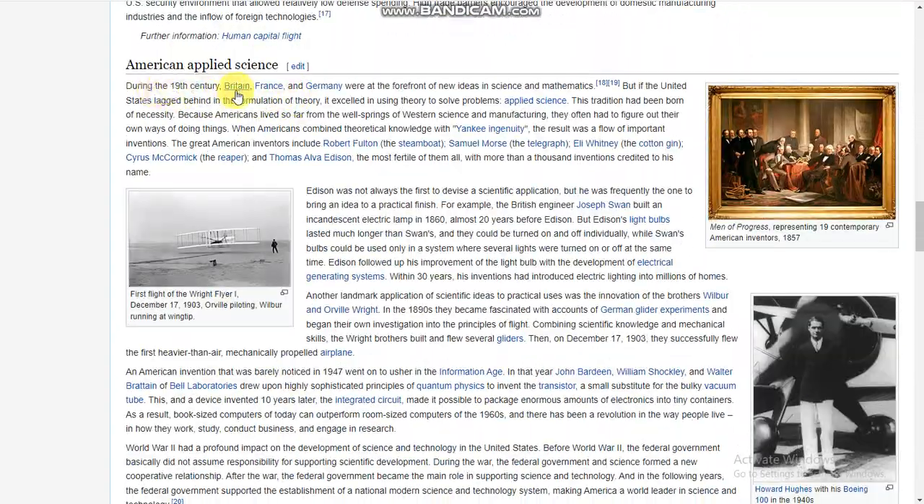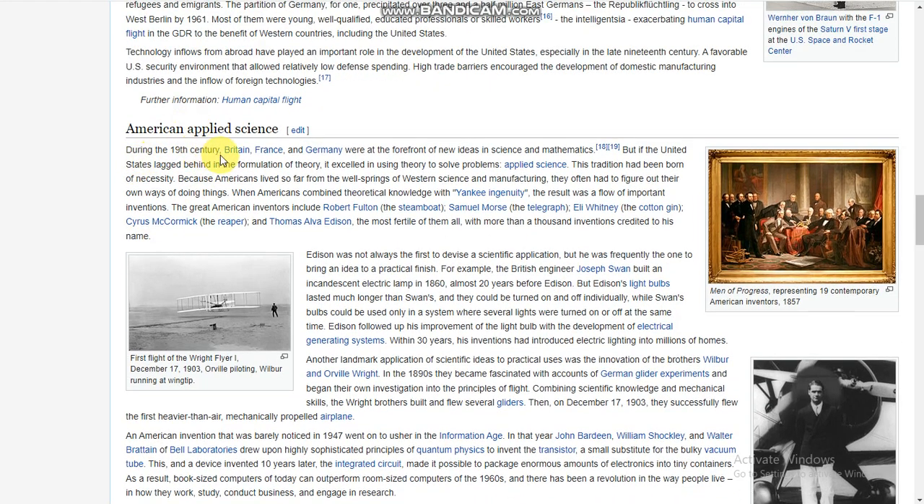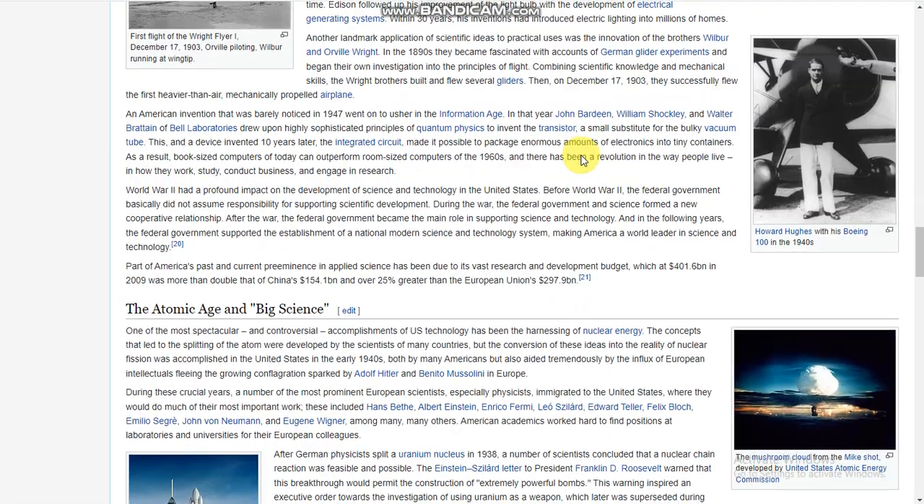Next is American applied science. During the 19th century, Britain, France, and Germany were at the forefront of new ideas in science and mathematics.